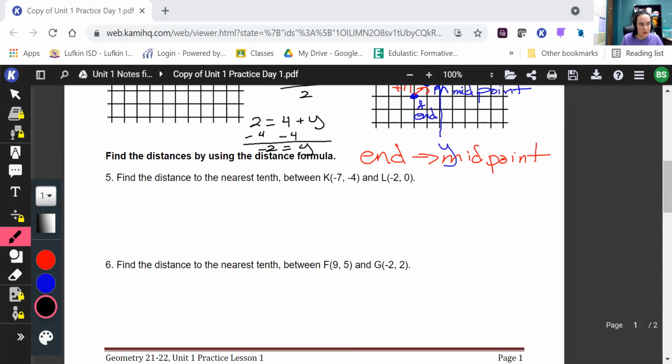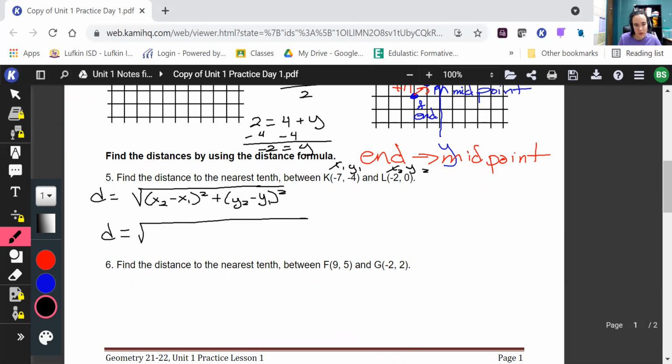Our next two, we are using the distance formula. And remember that the distance formula is the square root of (x2 minus x1) squared plus (y2 minus y1) squared. So if you need to label your x's and y's, please do so. Remember that there's an x and y in each ordered pair. It's x followed by y, just like it is in the alphabet. And then we just plug in.